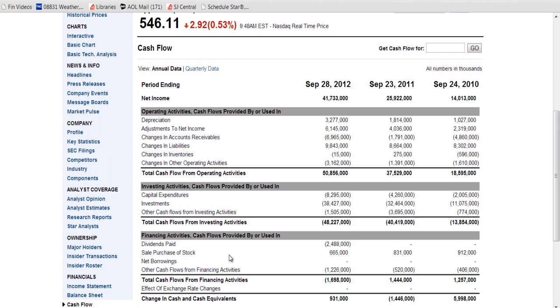And in a future tutorial, I'll show you how to compute things like operating cash flow by looking at the statement of cash flows as well as looking at the income statement.